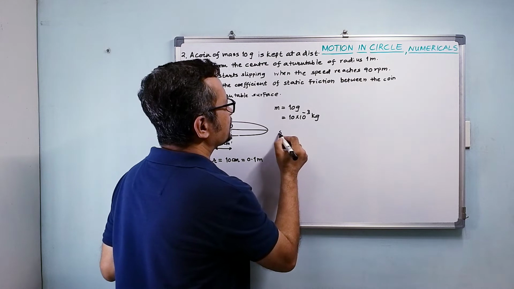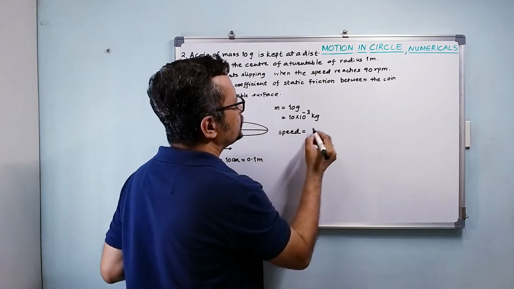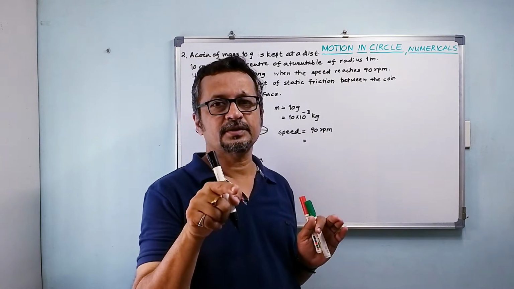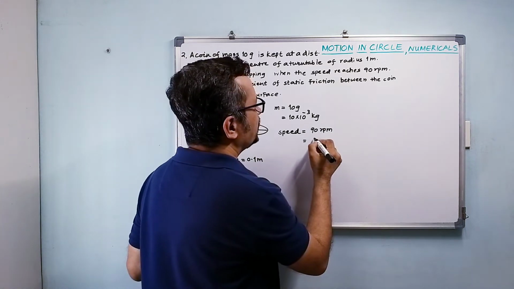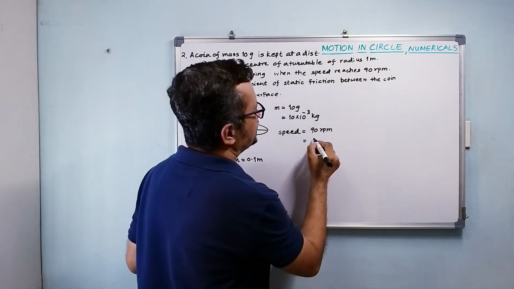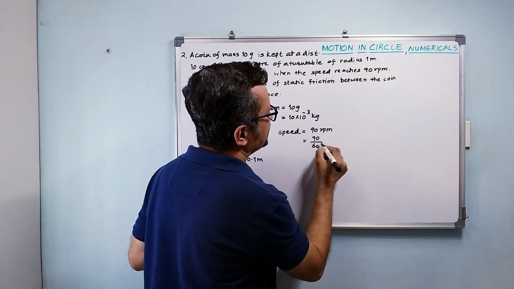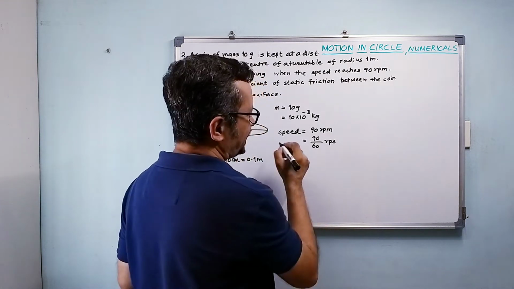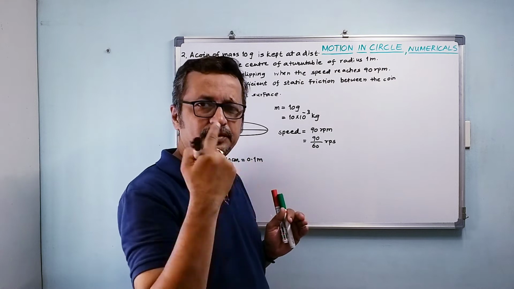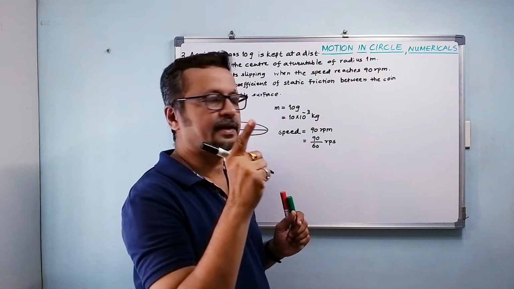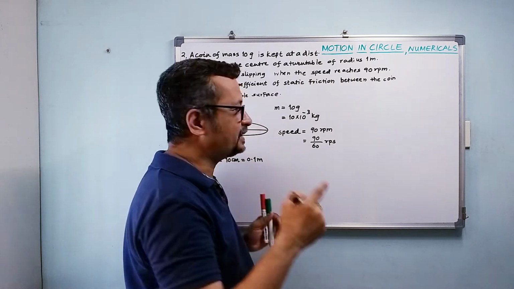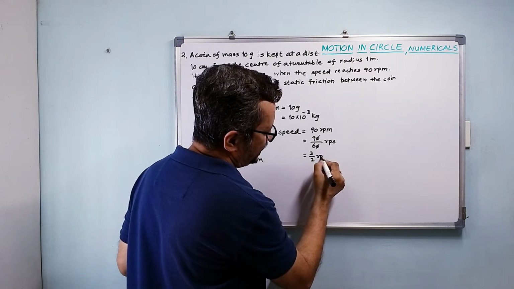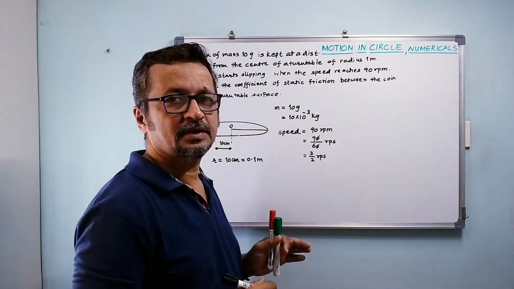Now speed is equal to 90 rpm, so that is 90 revolutions per minute. So every second, we are going to divide by 60. So 90 upon 60 revolutions per second. So we can call this the frequency of rotation. It completes 90 revolutions in 1 minute, that is 90 upon 60, that is 3 by 2 rps. 1.5 revolutions in a second.